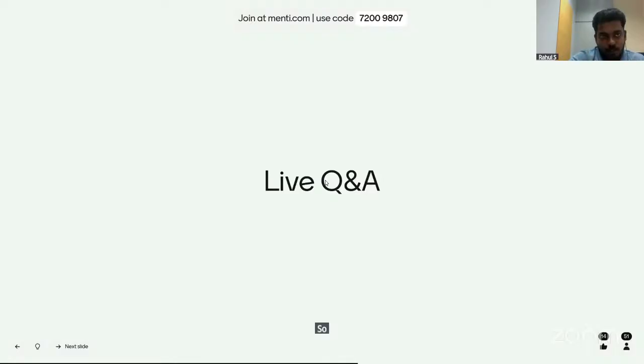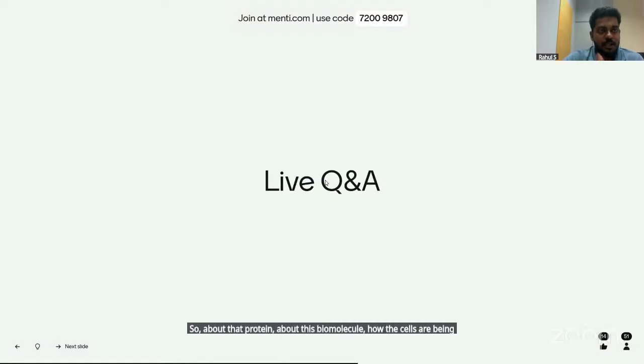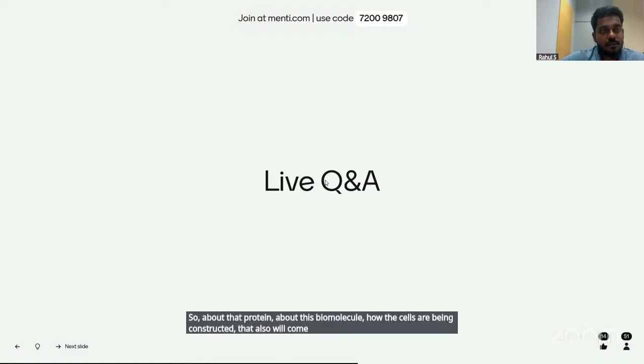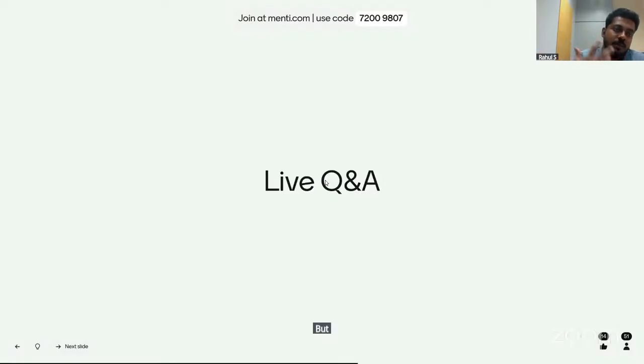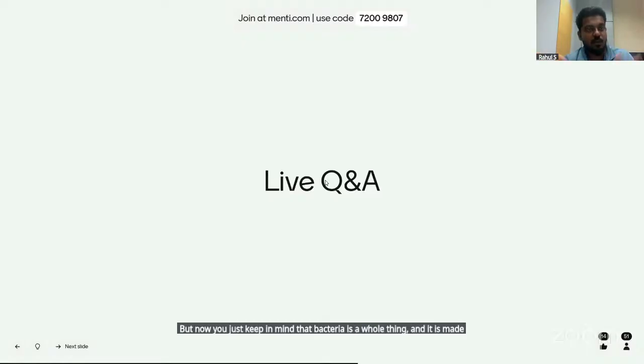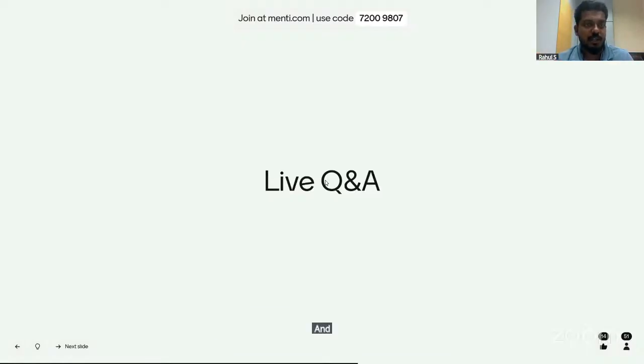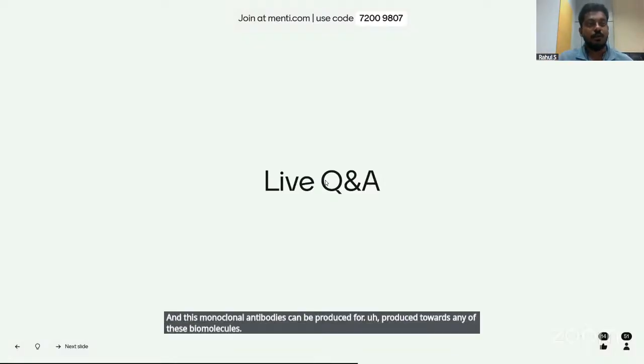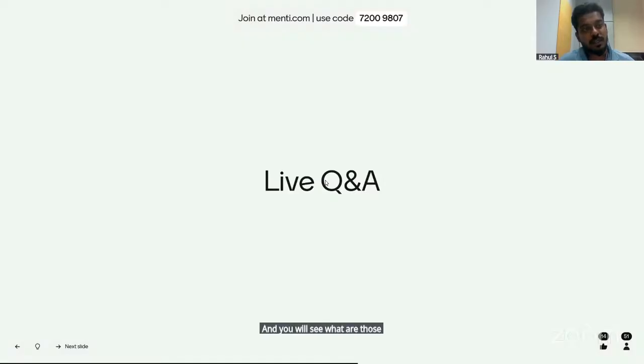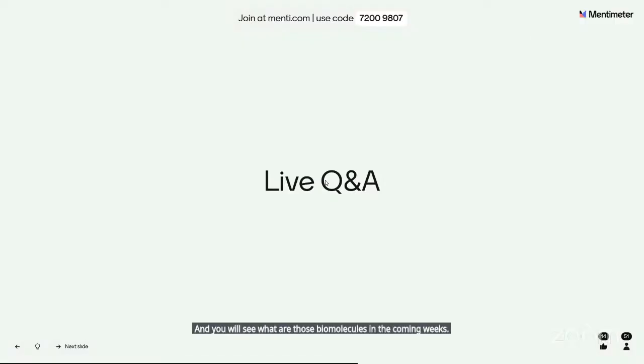About this biomolecule, how the cells are being constructed, that will also come in the 3rd week and 4th week videos. That time you will get a better idea. For now, just keep in mind that bacteria is a whole thing made of different biomolecules, and these monoclonal antibodies can be produced towards any of these biomolecules. You will see what those biomolecules are in the coming weeks. Yes, sir. Thank you, sir.